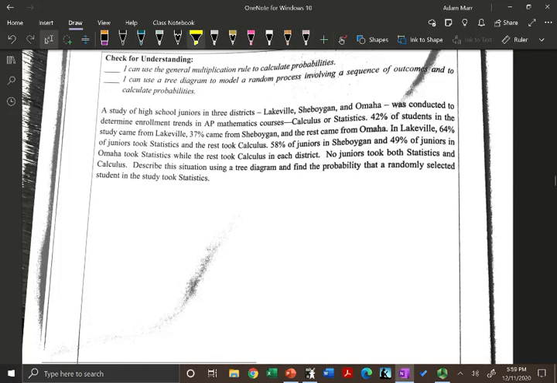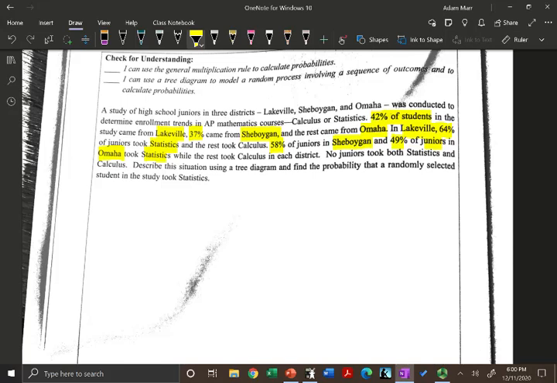All right, so let's look right here. I'm just going to highlight 42% of the students in the study came from Lakeville, 37% came from Sheboygan, and the rest came from Omaha. In Lakeville, 64% of the students took statistics, while the rest took calculus. 58% of the juniors in Sheboygan and 49% of the juniors in Omaha took statistics, while the rest took calculus in each district. No juniors took both statistics and calculus at the same time.